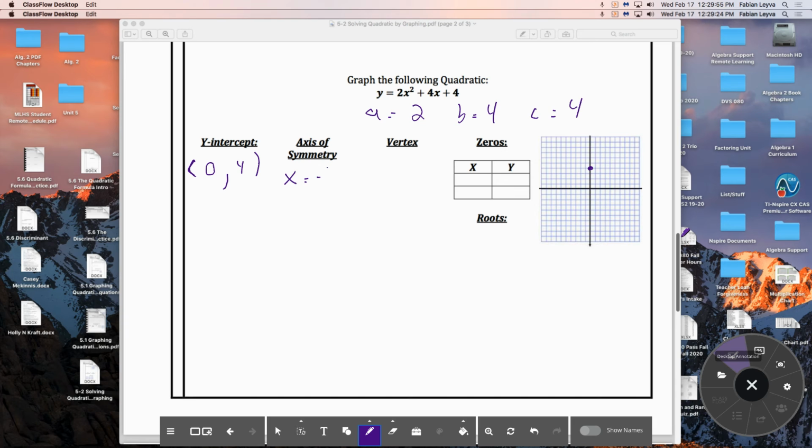Now let me find my axis of symmetry. It's located by a negative b divided by 2a. So x is going to be equal to a negative, whatever b is, divided by 2 times a.